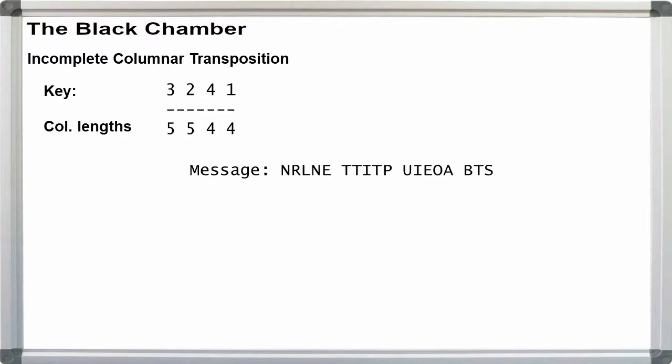Regardless of how we get this far, we take off the crypt text in row segments as given by the column lengths. Our text was NRLNE, TTITP, UIEOA, BTS. Segment 1 is NRLN, segment 2, ETTIT, segment 3, PUIEO, segment 4, ABTS.